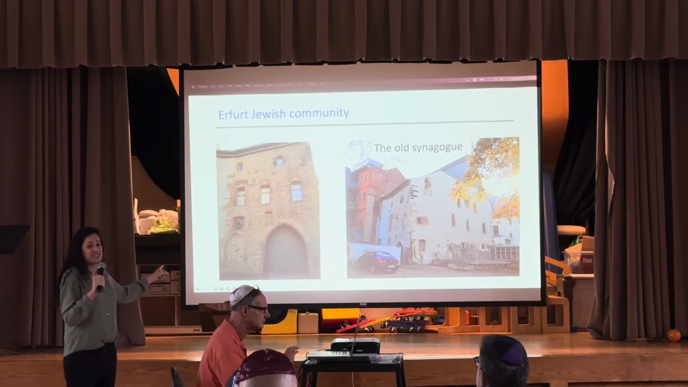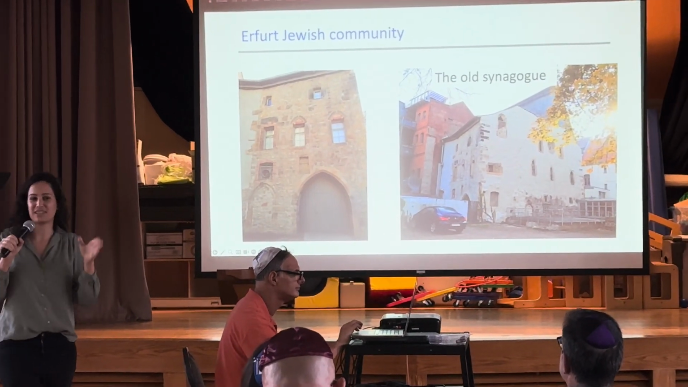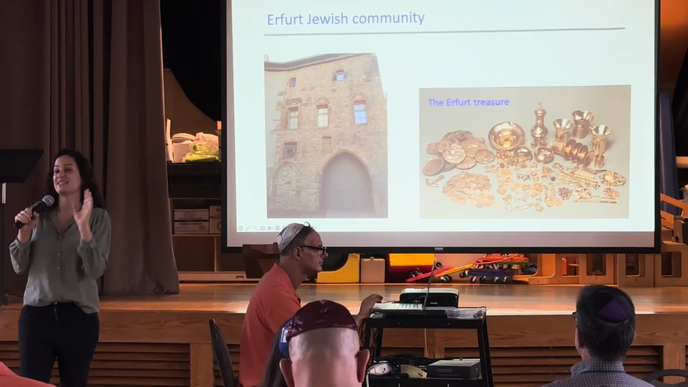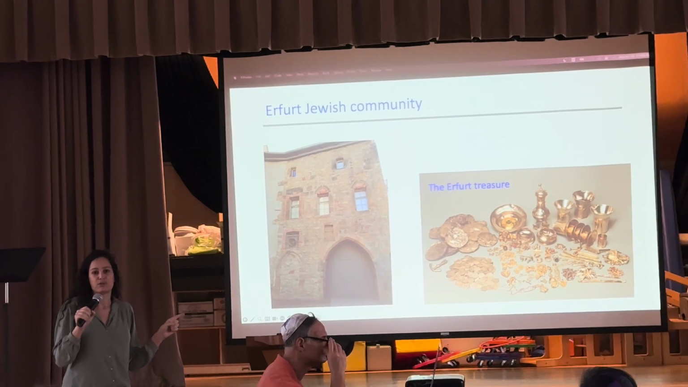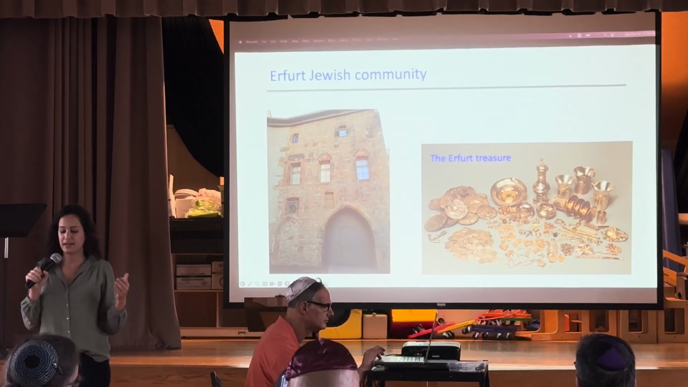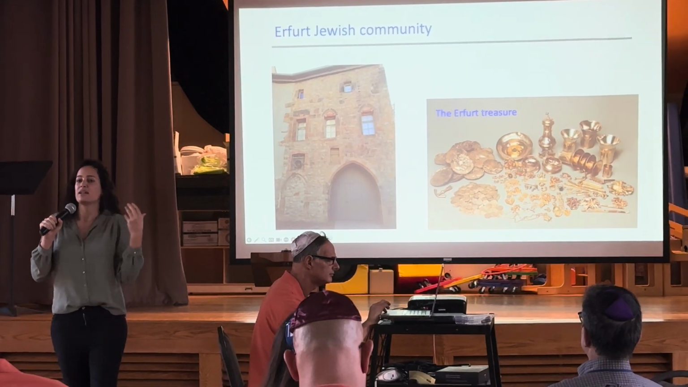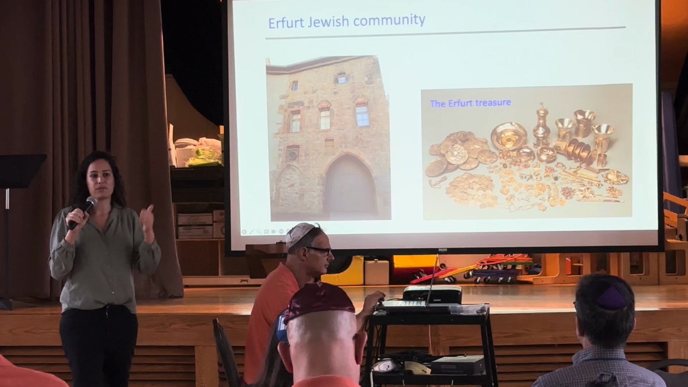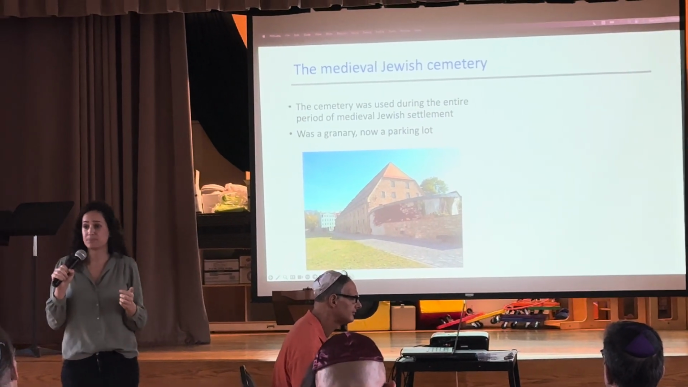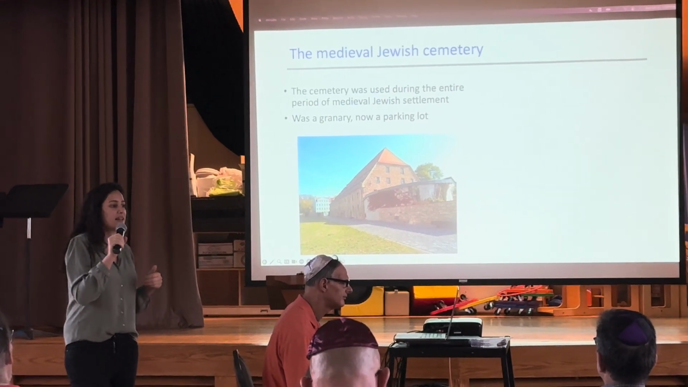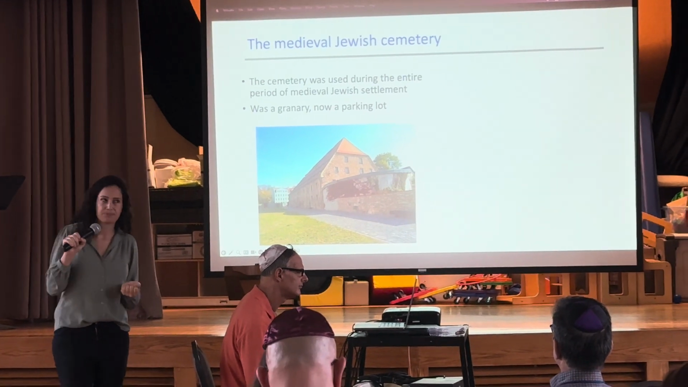So this is the old synagogue in Erfurt. This is the oldest synagogue in Europe that is still standing. And there is also the famous Erfurt treasure that some Jews before the pogrom hid in the wall of one of the houses, and it was found like 25 years ago. And it is presented in the old Jewish synagogue in Erfurt.